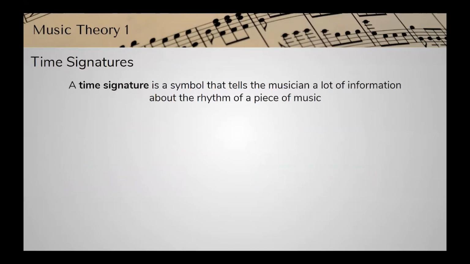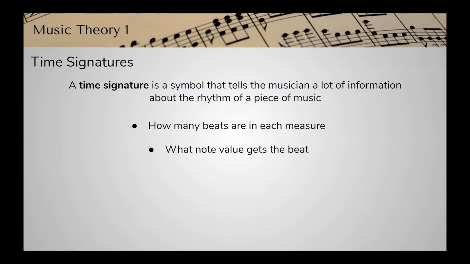Time signatures are symbols that tell the musician a lot of information about the rhythm of a piece of music. Such as how many beats are in each measure, what note value gets the beat, and if the beat is simple or compound. That's all contained within the time signature. And the time signature is always at the beginning of the music, to the right of the key signature.